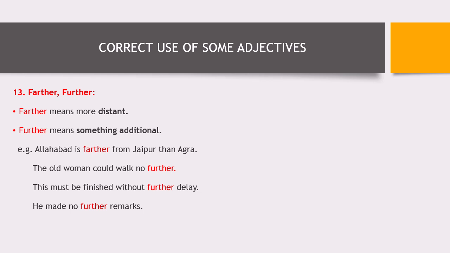13. Farther. Further. Farther means more distant. Further means something additional. For example, Allahabad is farther from Jaipur than Agra. The old woman could walk no further. This must be finished without further delay. He made no further remarks.